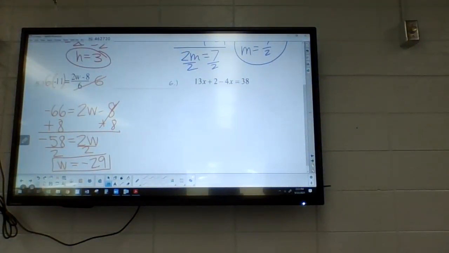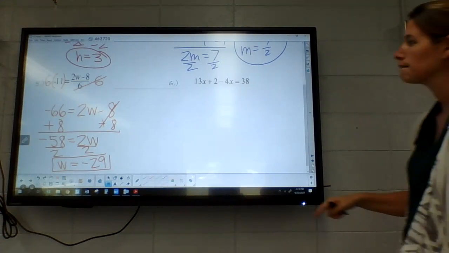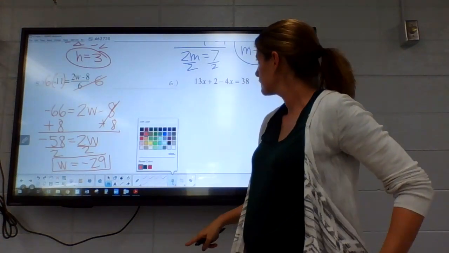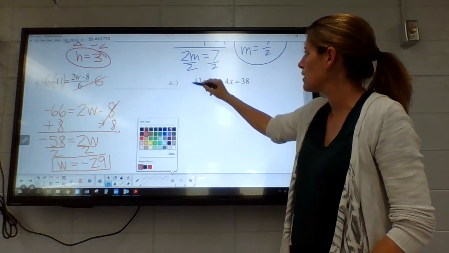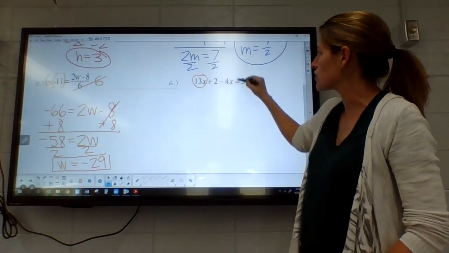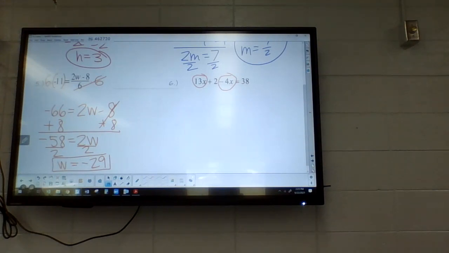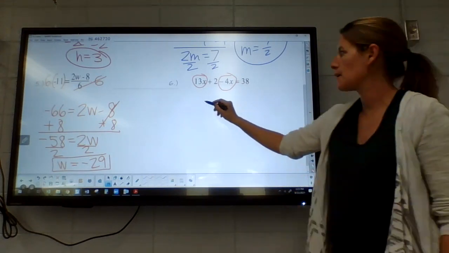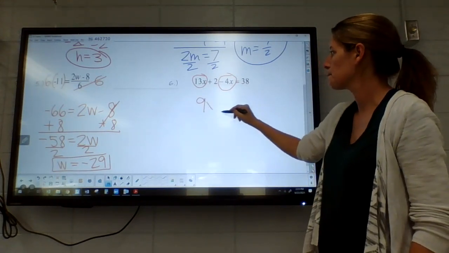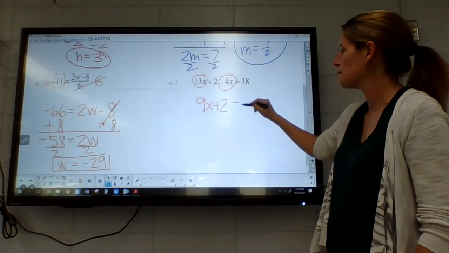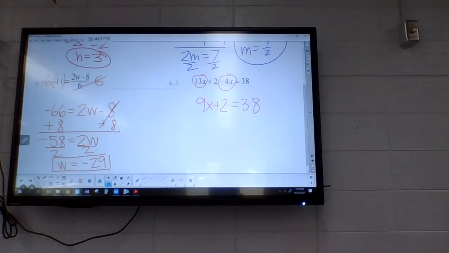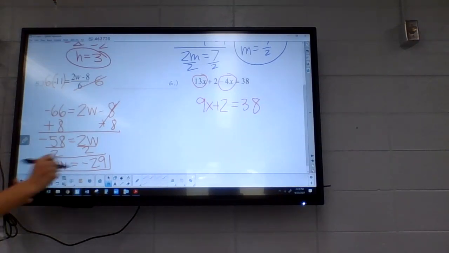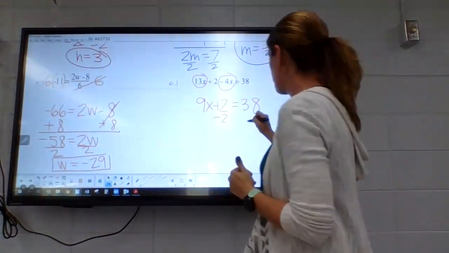So our next one here, what are we going to do first? And number 6? Combine our like terms. The 13 minus 4 is going to be 9x, right? And then we're going to move that 2 over. So to undo it now.